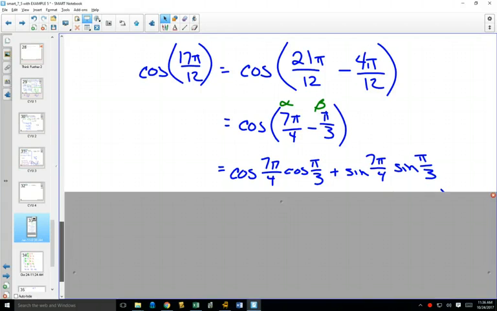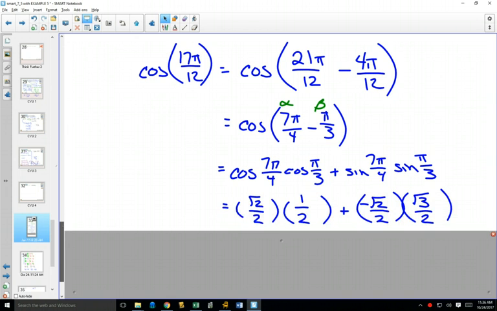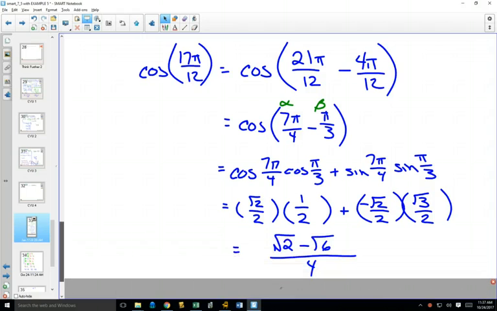Now, in this question, unlike the first two that we did, some of these are in quadrants, like 7 pi over 4 is in quadrant 4. So cos will be positive, but sine will be negative. So this is where your positives and negatives can change. You have to think about what quadrants they're in. And when we simplify this, again, we get our root 2, we get our root 6, we get over 4, but now it's a minus sign in between.